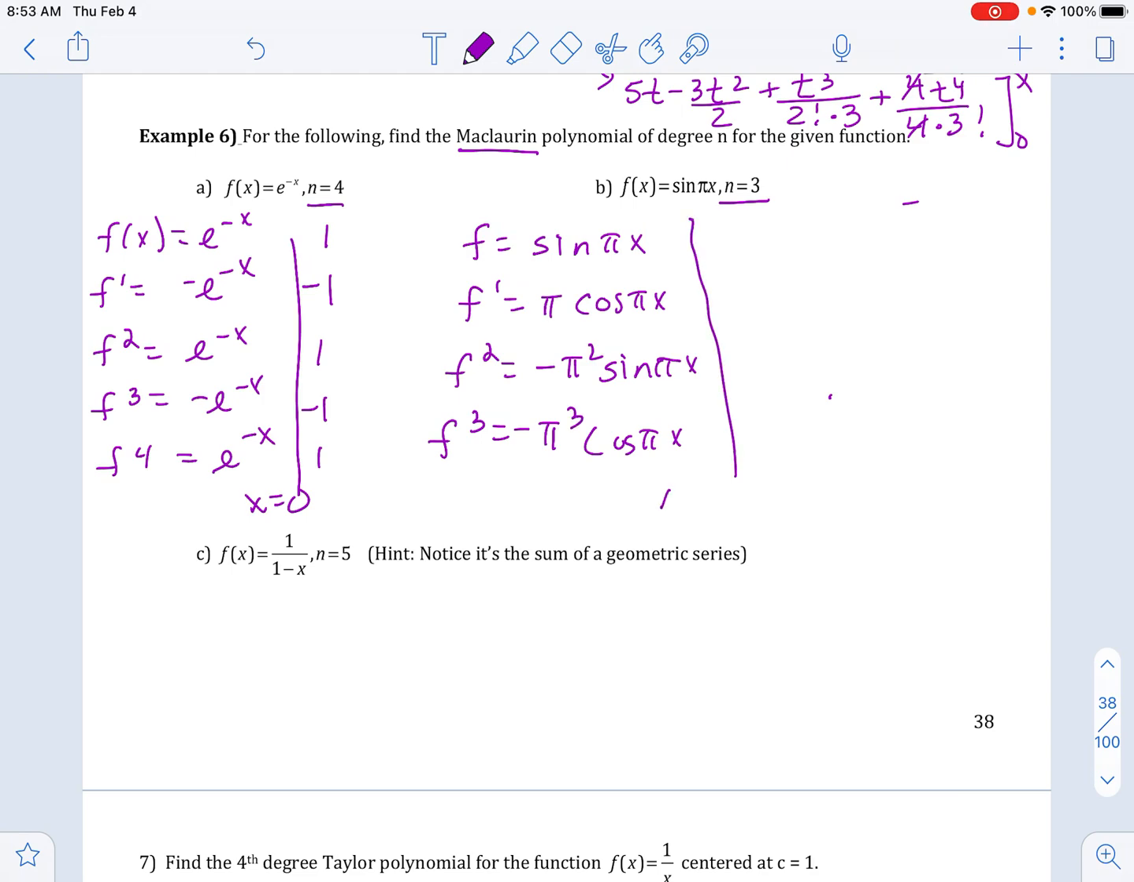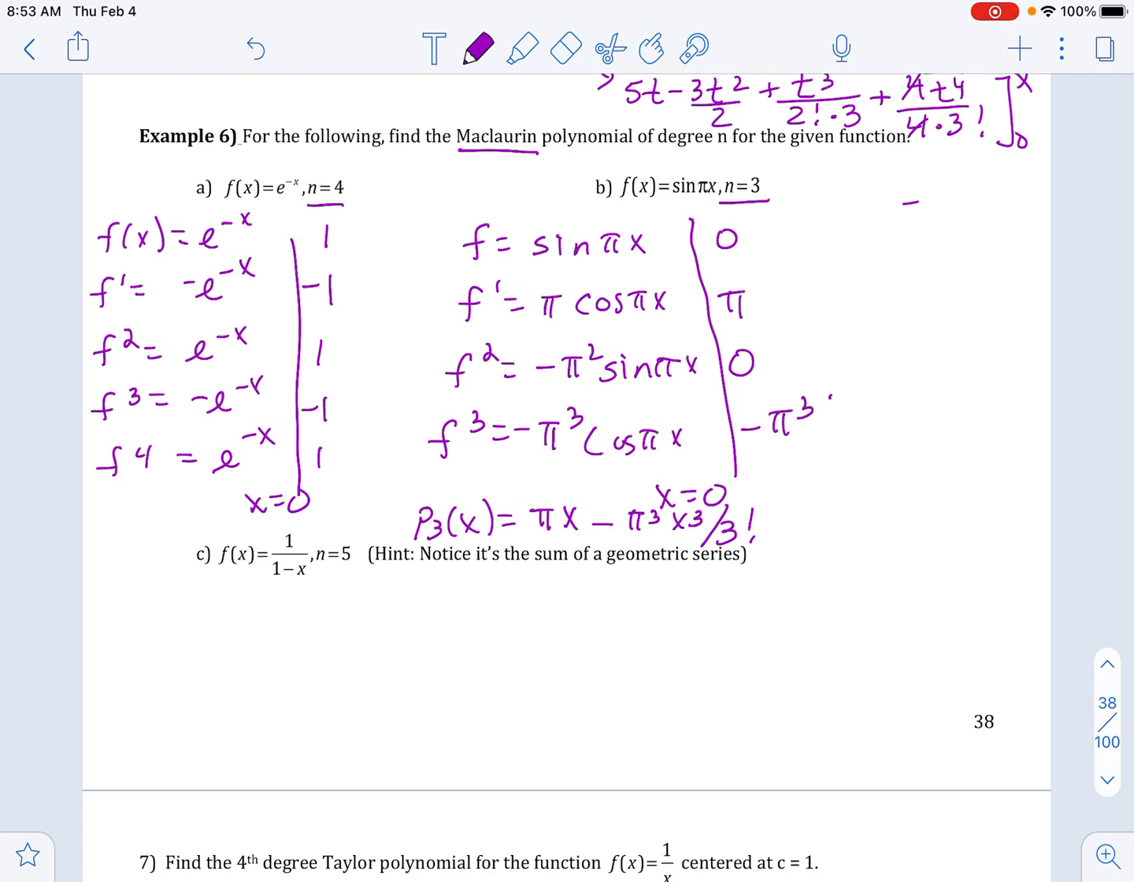And again, Maclaurin, so I'm going to plug in 0 for x. So this is 0, pi, 0, negative pi cubed. My third degree is going to be, starting with the 0, I'm not going to write that, so first derivative times x to the first. Second derivative is 0. And then negative pi cubed, x cubed over 3 factorial.